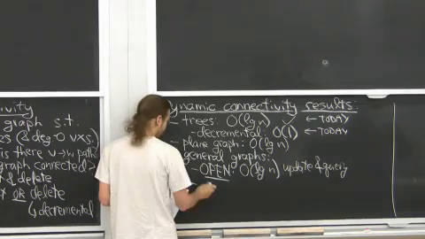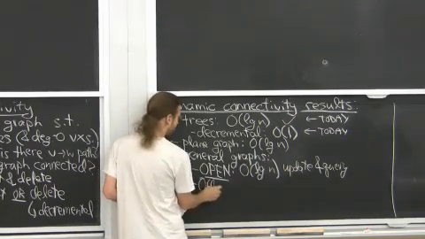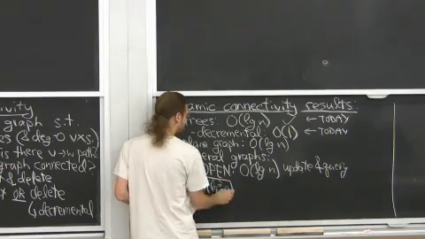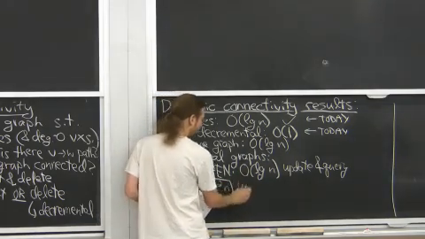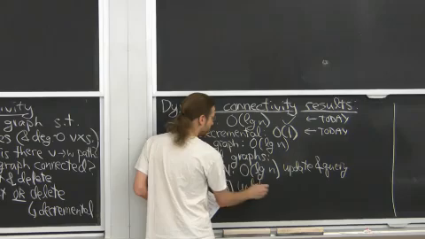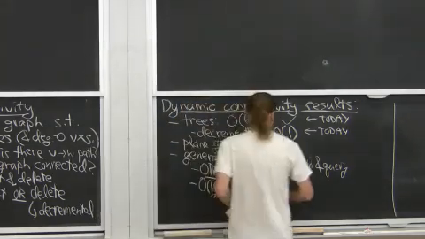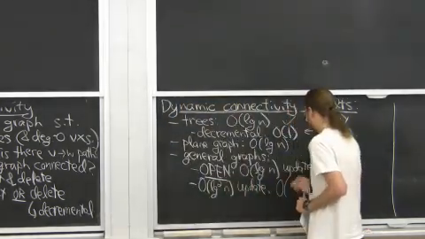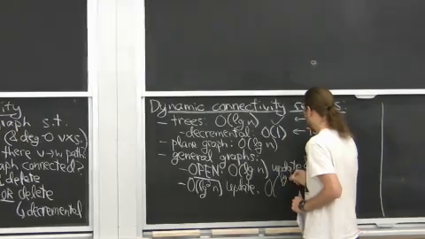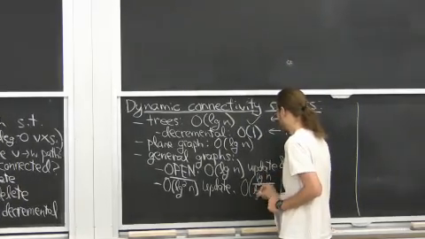As I said, you can get log squared. Let me say what the log squared result is. It's a little bit better than just log squared. You get log squared update, but the query is actually sublogarithmic. You get a log n over log log n query.